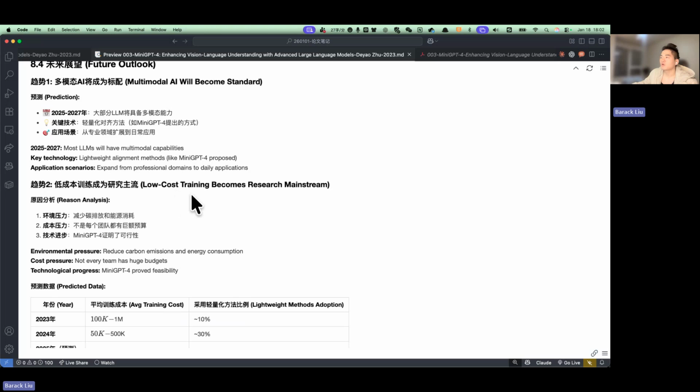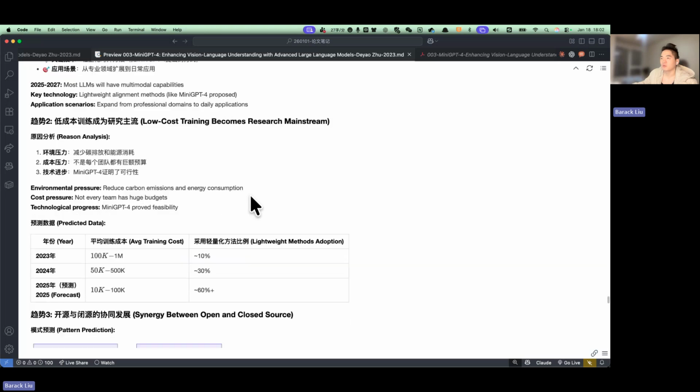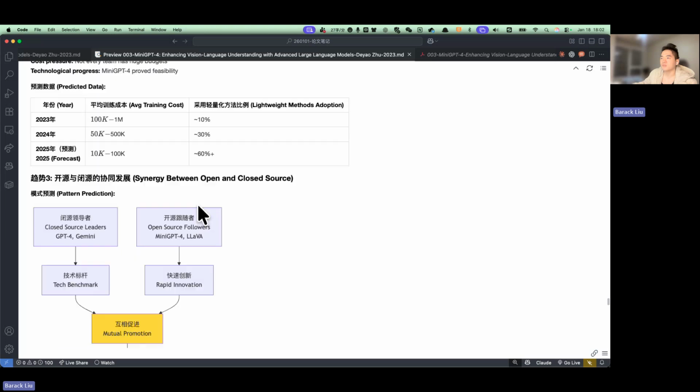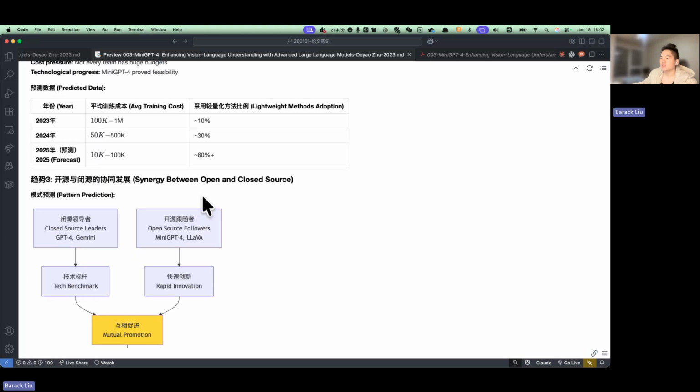Trend 2: low-cost training becomes research mainstream. Environmental pressure, cost pressure, technological progress. Trend 3: synergy between open and closed source.